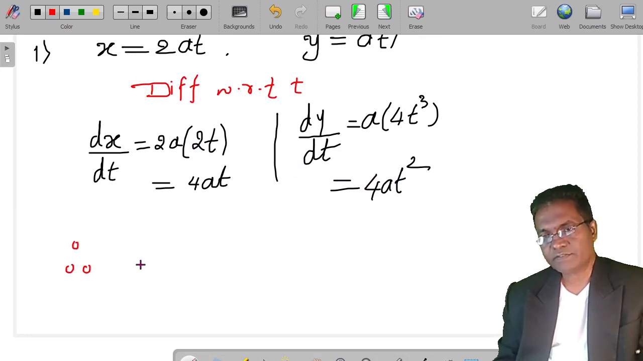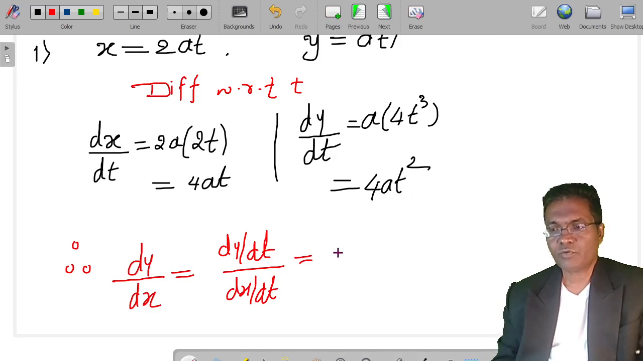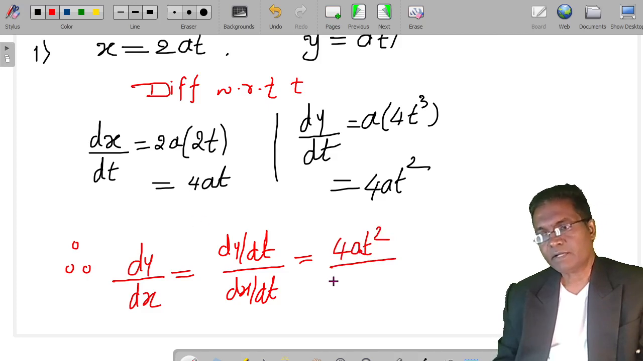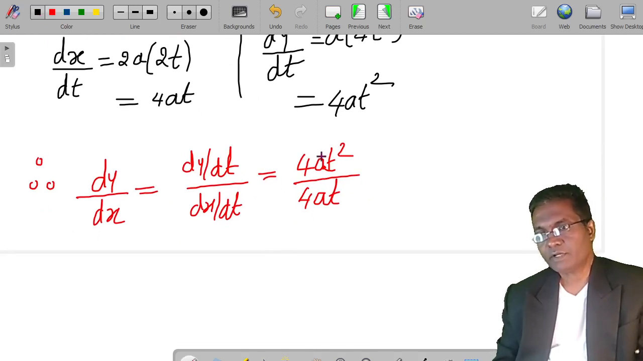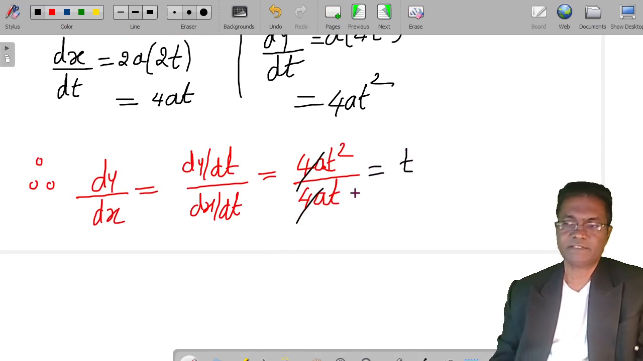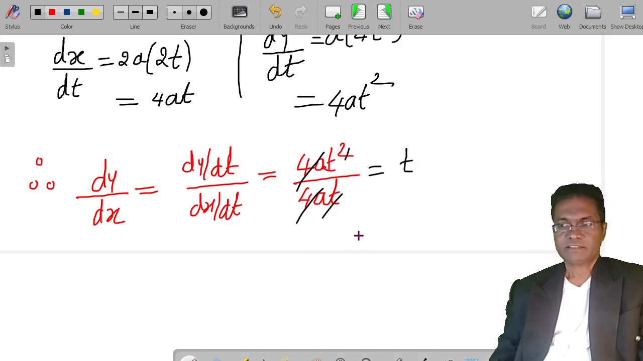So we are asked to find this. dy by dx is dy by dt by dx by dt. Substitute, this is 4at power 4 divided by 4at. So 4a cancels, one t cancels, so you are left with just t. Okay, t square by t, t also cancels, so you will get just t.